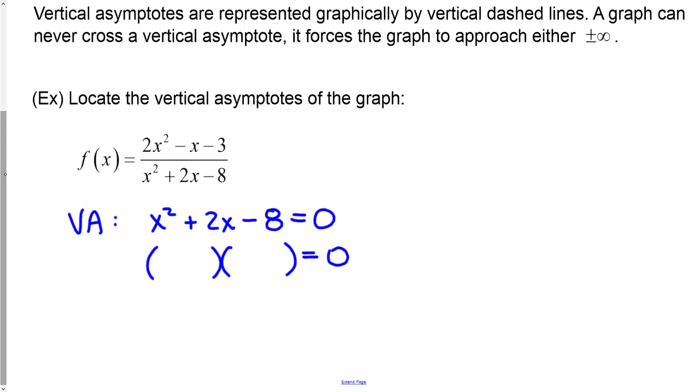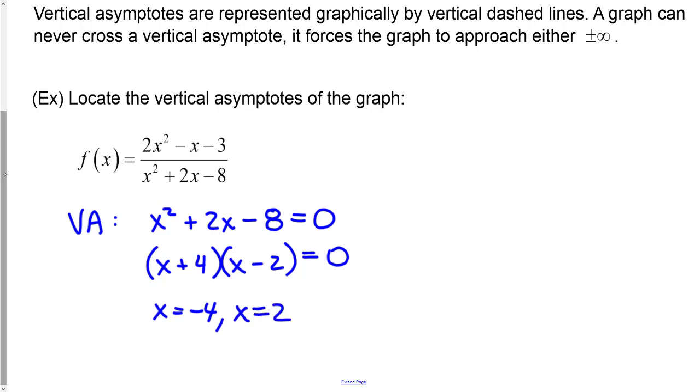In this case, I'll need to do some factoring. So x and x multiply together to give me x squared. I think 4 and 2 should work for 8. I need one of these to be positive and one to be negative. So positive 4 and negative 2. That way they multiply to negative 8, but add to positive 2. So the locations of the vertical asymptotes here are x equals negative 4 and x equals 2.